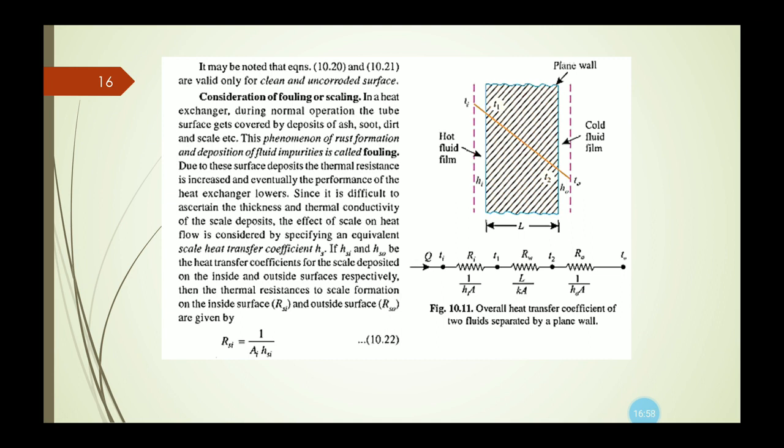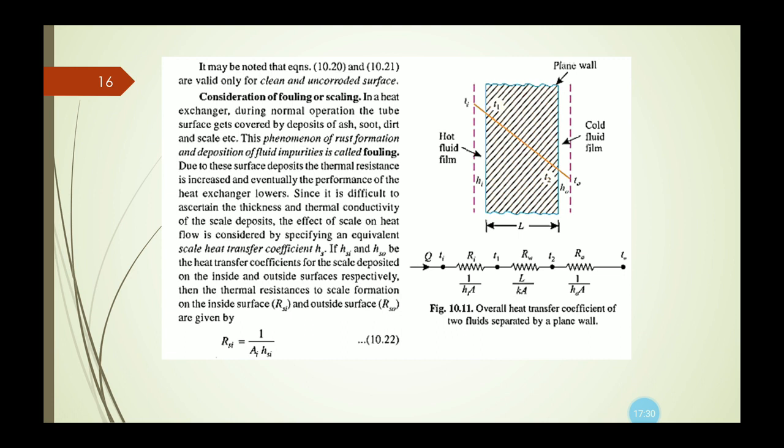So what is that actually? During any normal operation of the heat exchanger, it is seen that the tube surfaces of that device are covered by deposits of dirt, ash, soot, scale, etc. Now this phenomenon of rust formation and deposition of such fluid impurities on the tube surface of the heat exchanger is known as fouling.